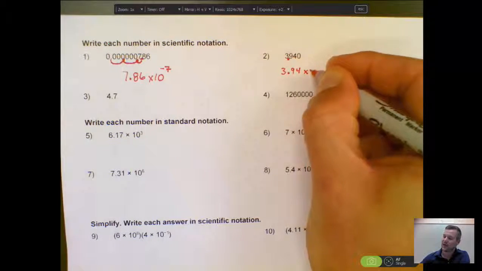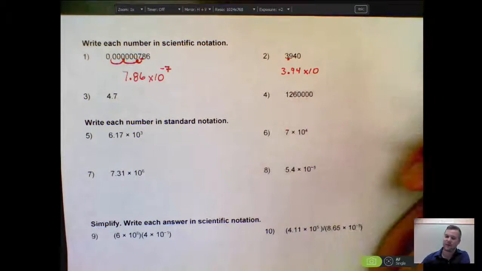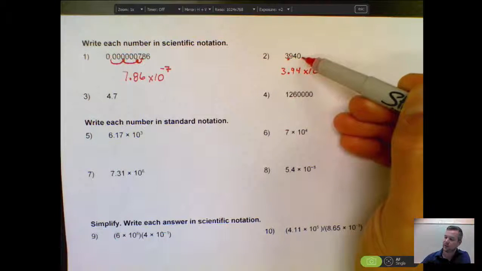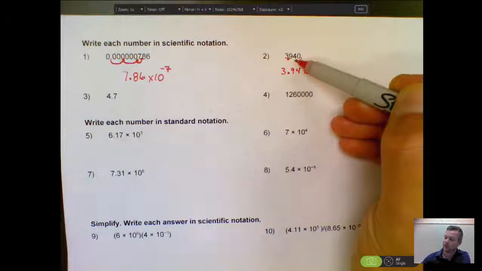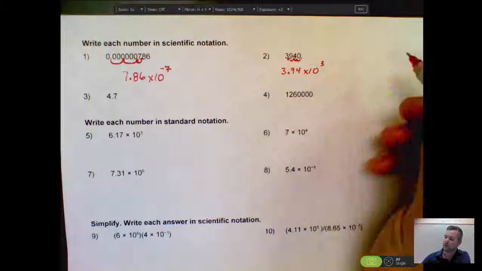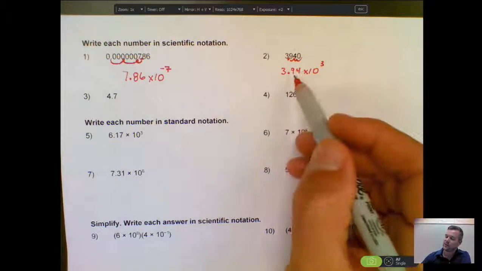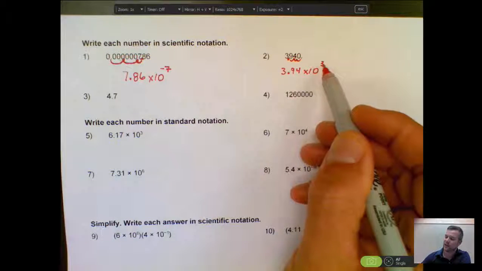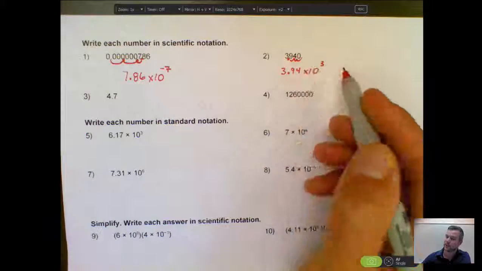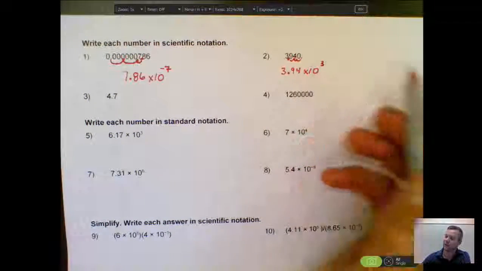Then I know it's going to be a times 10, and I can see how many place values I moved that decimal. The imaginary decimal was sitting behind the 0, so I moved it 1, 2, 3 spots. So I know it's going to be 10 to the 3rd. A reasonable size number times positive 3, that's a big. So reasonable number times big number makes a big number, which is what I need it to be, so it's going to be positive 3.